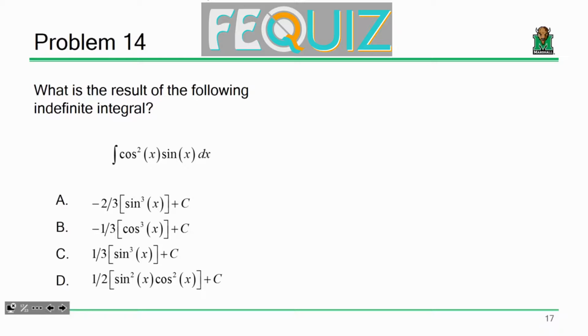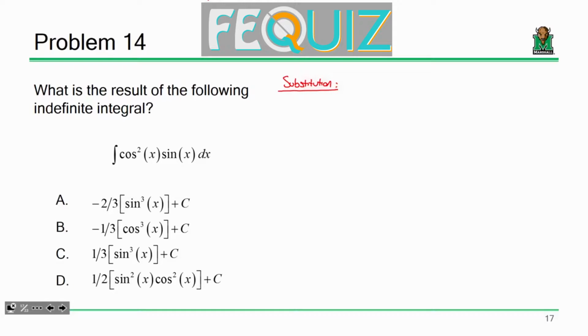Well, no, we're not going to separate it into u dv equals uv minus v du. We're not doing that. We're not doing integration by parts. What I am going to do is do some substitution. Okay? Now, here's what I'm going to do.